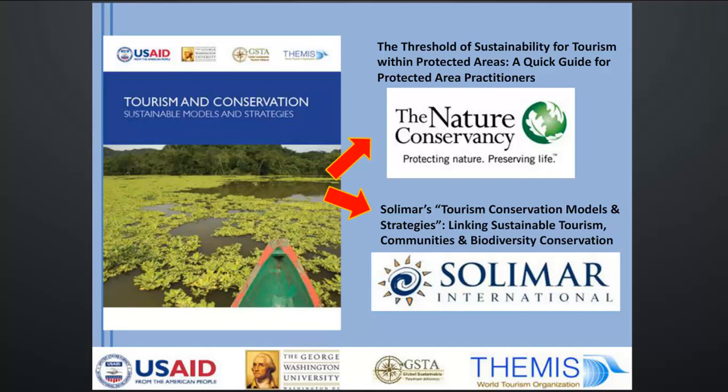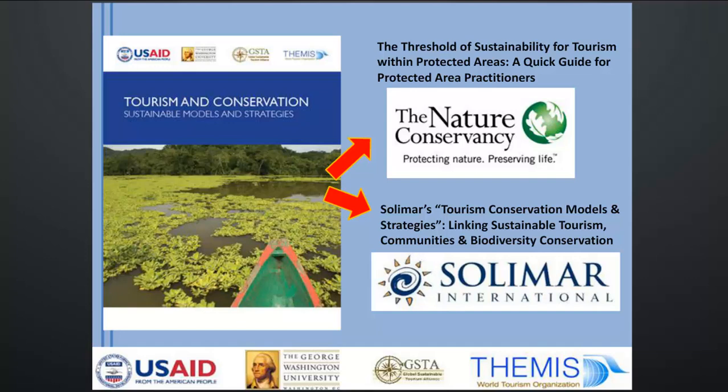The second document is Solimar's Tourism Conservation Models and Strategies. It has a somewhat broader scope that, as we'll get into within this presentation, focuses a little bit more on not only protected areas but also the communities that live within them, the tourism industry, as well as those same local partners, protected areas and conservation organizations.